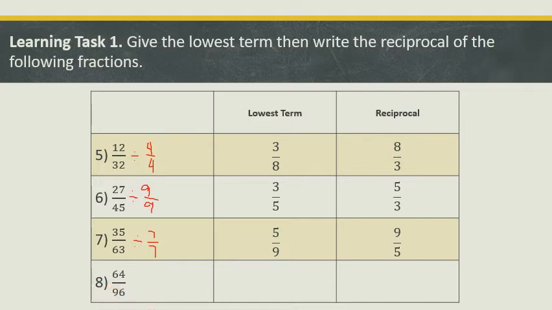Next, number 8. Ang common factor po ng 64 at saka ng 96 is 32. GCF po nila yan. So, 64 divided by 32 is 2. 96 divided by 32 is 3. So, ang 2/3 po kapag kinuha reciprocal ay magiging 3/2.